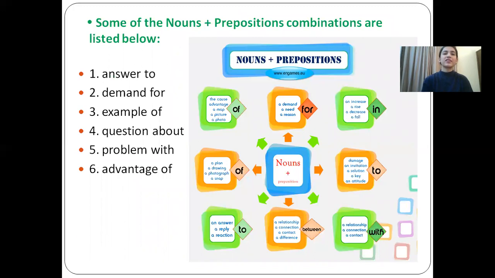The second is there are some noun plus preposition combinations too. And some of them are answer to, demand for, example of, question about, problem with, and advantage of. And then there are myriads of noun plus preposition combinations too, some of which are mentioned here as well. You can just go through them.